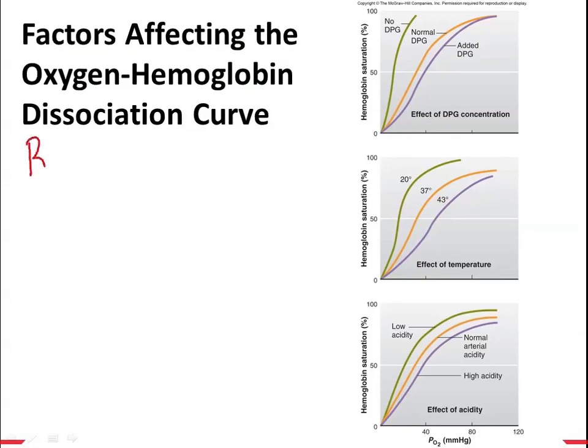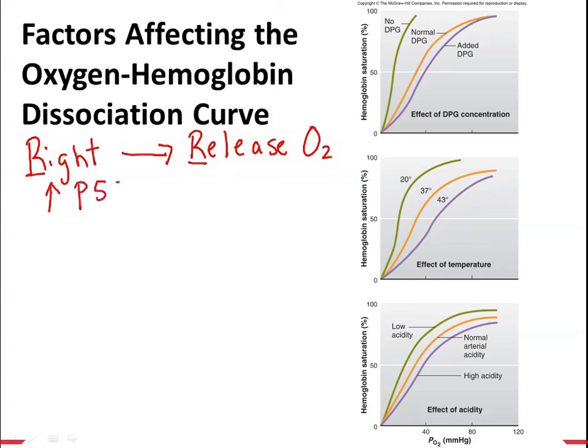First, let's remember that a right shift in the curve is induced by conditions that favor the release of oxygen. And you can see on a right-shifted curve that you have an increase in P50, and this means a decrease in the affinity of hemoglobin for oxygen.